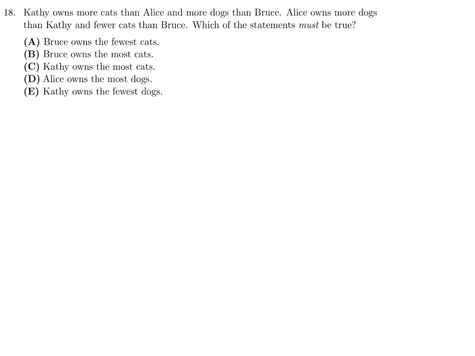Kathy owns more cats than Alice and more dogs than Bruce. Alice owns more dogs than Kathy and fewer cats than Bruce. Which of the following statements must be true? Kathy owns more cats than Alice and more dogs than Bruce. So I'm just writing it out in some inequalities. Next sentence. Alice owns more dogs than Kathy and fewer cats than Bruce.